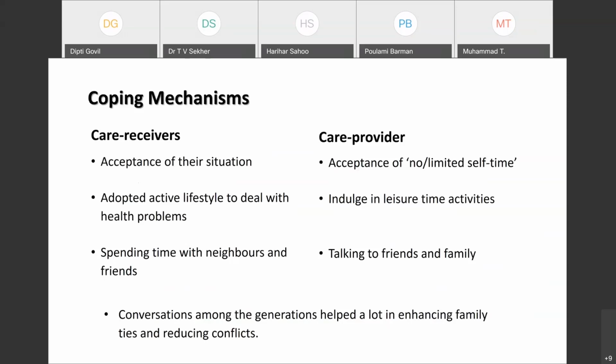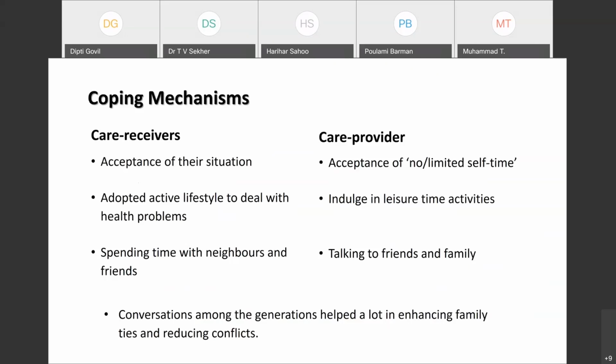So they adopted an active lifestyle to deal with the problem, and they also started spending time with the neighbors and friends in order to fight the boredom and loneliness. Similarly, the working care providers also held their responsibilities above the interest of their own selves and diligently went ahead with their daily chores of household work, jobs and caregiving activities.